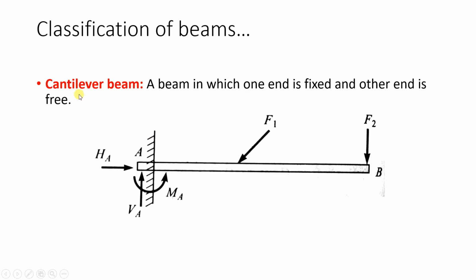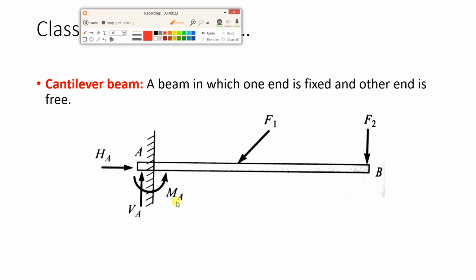Okay, next type, cantilever beam. Now what do you mean by cantilever beam? It is a beam having one end fixed and the other end free. So here you can see this is a fixed support. In a fixed support we have three reactions, HA, VA and moment about point A. Now why this moment about point A? It is there in the anti-clockwise direction only. I have shown it over here.